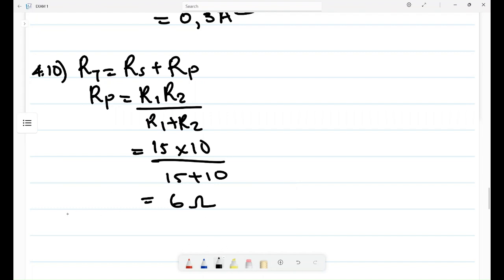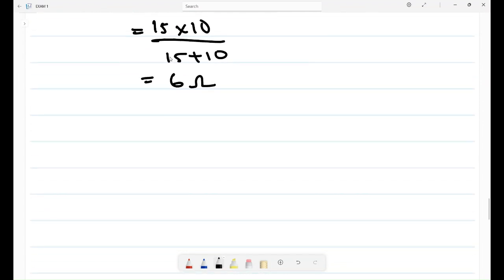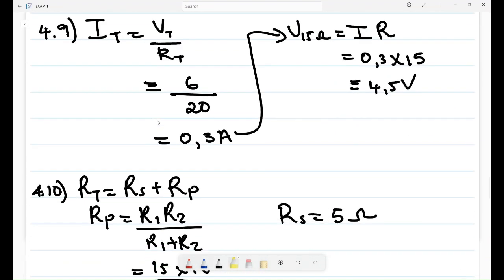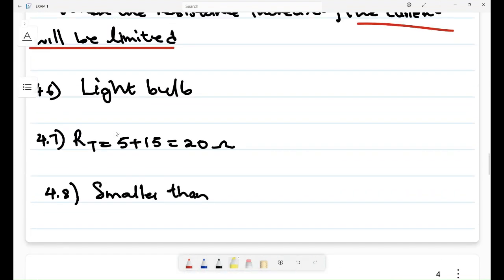This is my R parallel. Now, I know that my R series is equal to 5 ohms, right? So I now substitute into my formula and say, therefore, R total is equal to 6 plus 5. So it is going to be 11 ohms. Can you now see this value is less than this value here? 11 is less than 20.